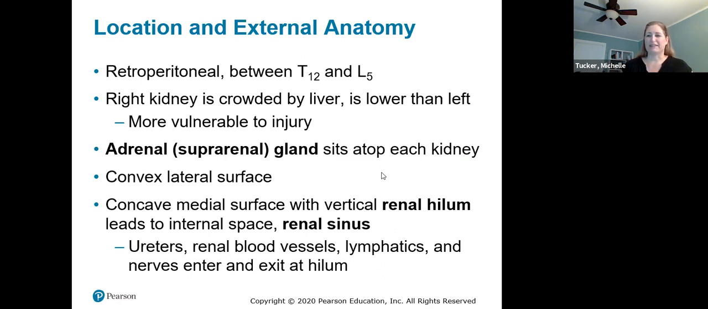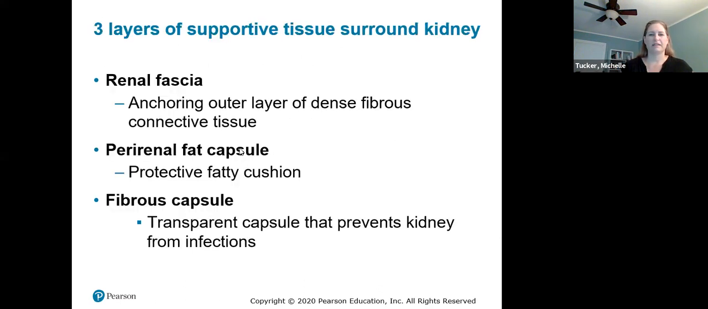If you've ever heard of a kidney bean, that's the shape of a kidney. It has this concave medial surface where we get the hilum, which leads to the internal space of the sinus. We have ureters, renal blood vessels, lymphatics, and nerves entering at that concave section of the kidney.